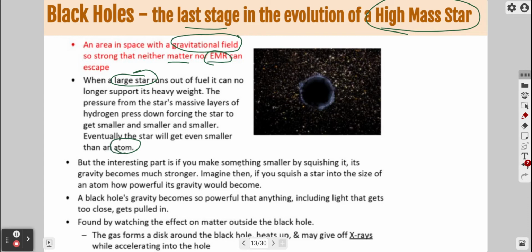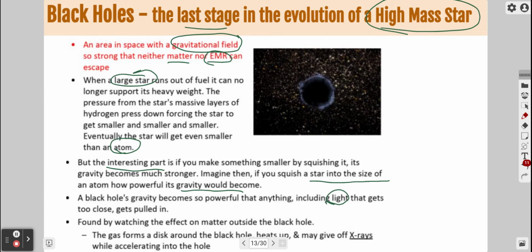And what is really interesting and hard for me to even comprehend is that gravity, as you get smaller, as you force that object to get smaller and smaller and smaller, squish it, the force of gravity gets bigger and bigger and bigger. So if you squish a star into the size of an atom, its power of gravity is unbelievably large. And so light can't even escape from that area. Anything that gets close gets pulled right into that black hole.